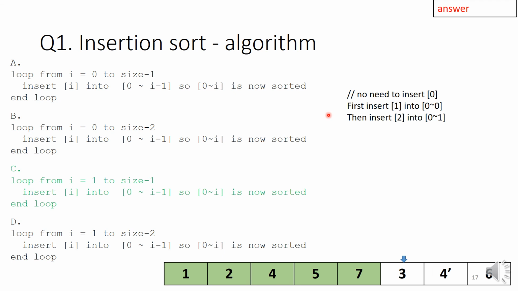Next, insert the element at index 2 into the sorted region. Keep going. Finally, insert the last element, the one at index length minus 1.